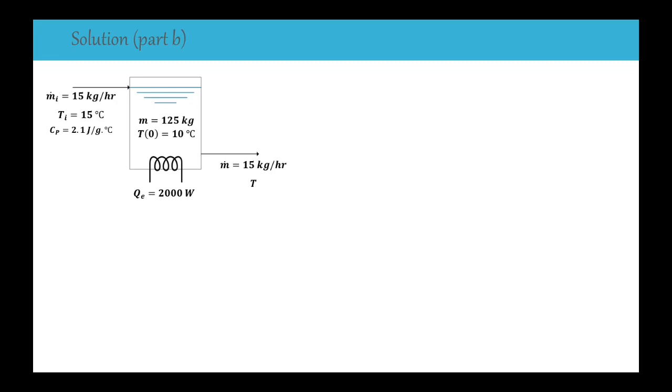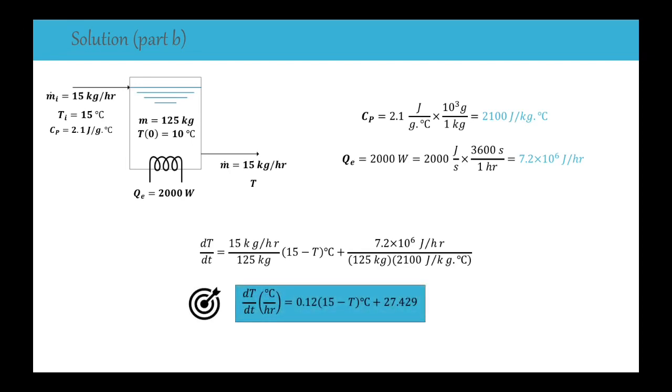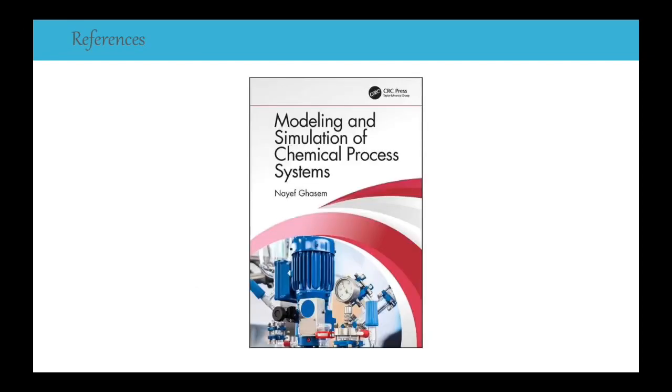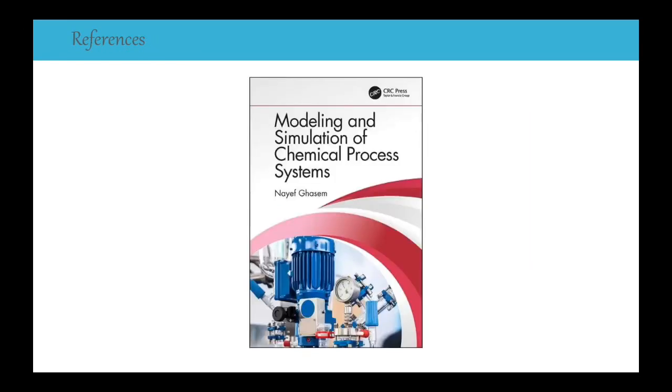So in order to solve part B, we start by converting the unit of Cp from joule per gram Celsius to joule per kilogram Celsius, and we convert the unit of Qe from watt, which is joule per second, to joule per hour. Then just by substituting the values of the given information, we end up with this differential equation. That's why we need Simulink in order to solve this differential equation. The reference for this project is the book Modeling and Simulation of Chemical Process Systems.